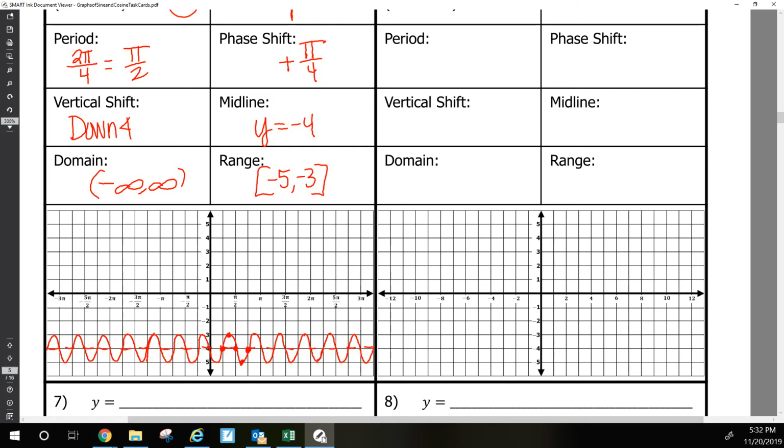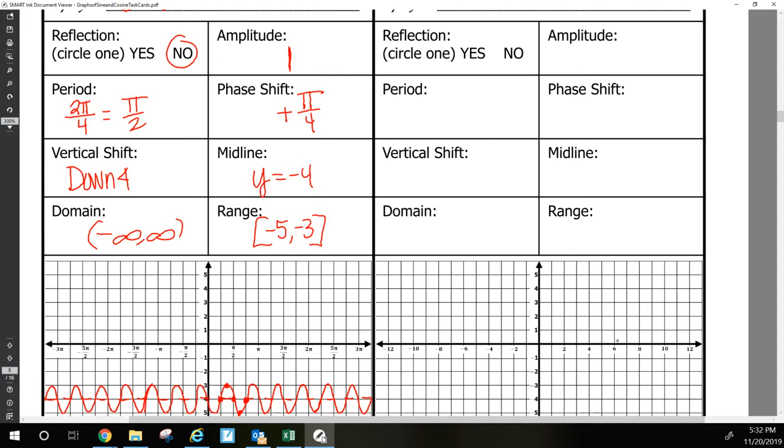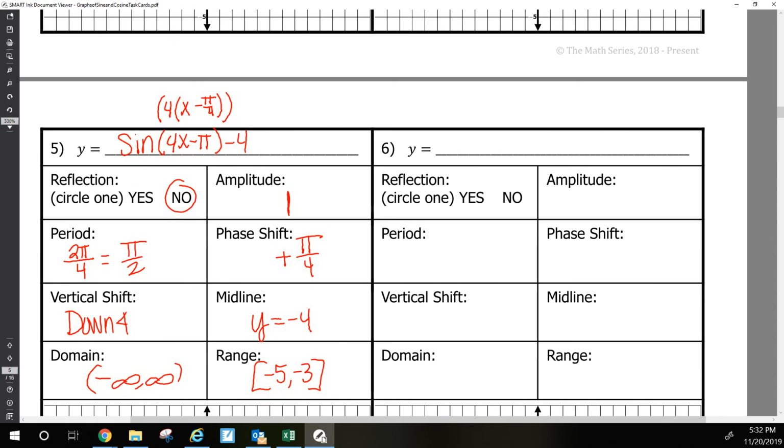All right, I think we've got one more, number 7. We'll have 2 horizontal changes at the same time, so we'll look at that one again. But for now, we're going to go on to 6. That's y equals 3 cosine pi over 4x minus 2. All right, is there a negative out front?